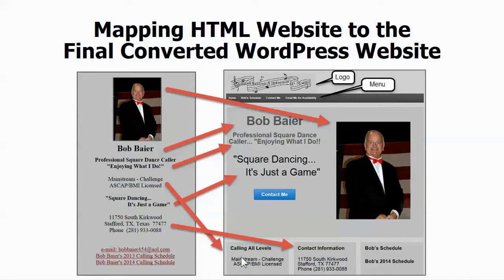Text below that maps to Home Widget 1. The bold text underneath that maps to the content area. The contact information maps to the Home Widget 2. And the schedule maps to Home Widget 3. We've also added a custom logo and additional menu items up at the top.